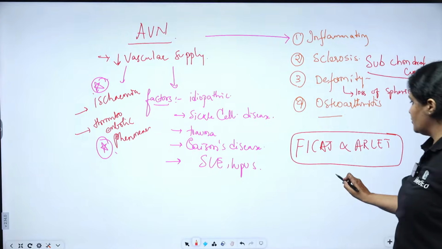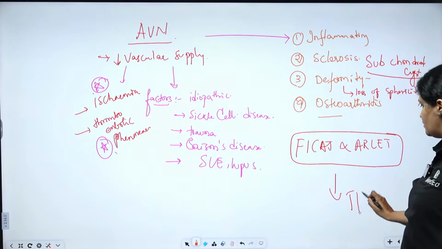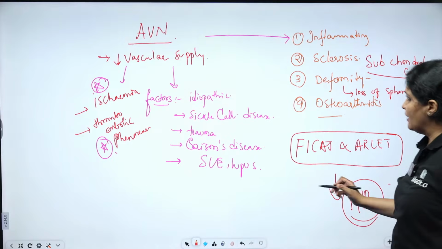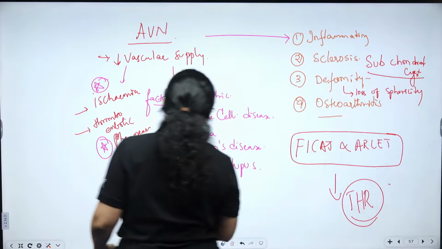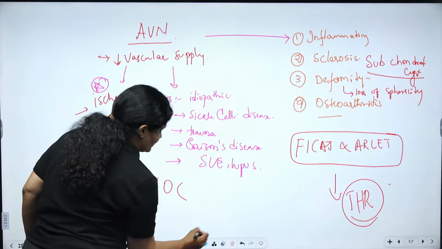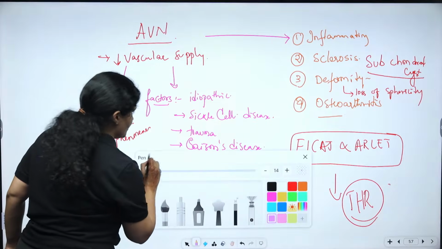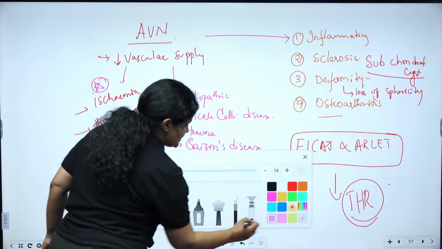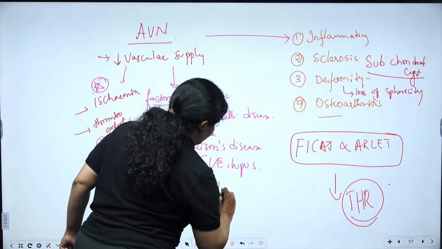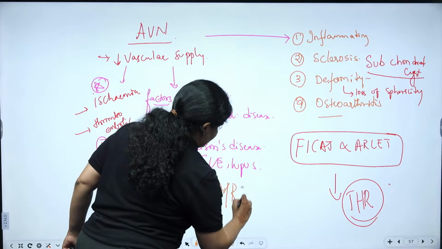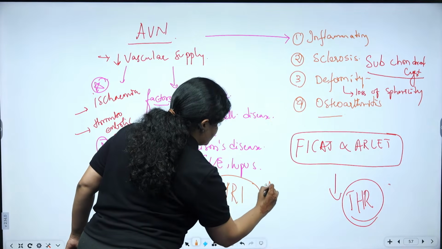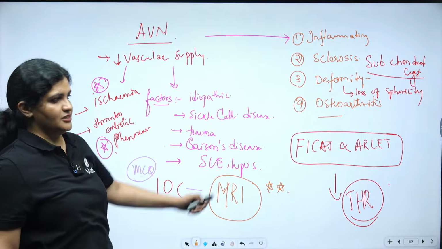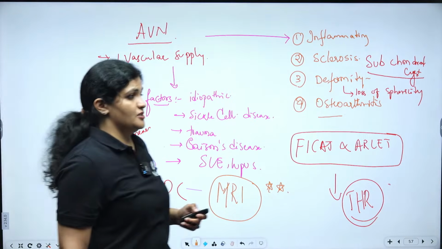And what is the treatment of avascular necrosis? You will go for replacement of the head, that is total hip replacement. And the investigation of choice is important here. The MCQ they ask is, what is the investigation of choice? The answer here is MRI. On the MRI you will find the avascular necrosis. Okay, Ficat and Arlet, there are 4 stages, and it is a progressive disease, so you have to treat it.